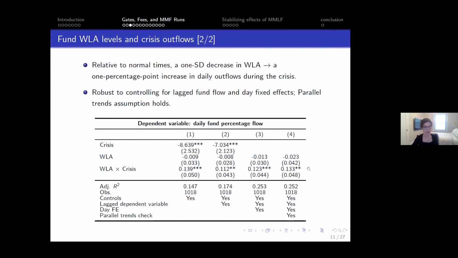Okay, so this table shows the relationship between fund WLA and crisis outflows. It shows that relative to normal time, a 1 standard deviation decrease in WLA during the crisis time leads to a 1 percentage point increase in daily outflows during the crisis. And this result is robust to controlling for lagged fund flow, which is shown in the second column, and also day fixed effects, which is shown in the third column. And also we check for parallel trends, and there is no pre-trend driving our results, which is shown in column 4.